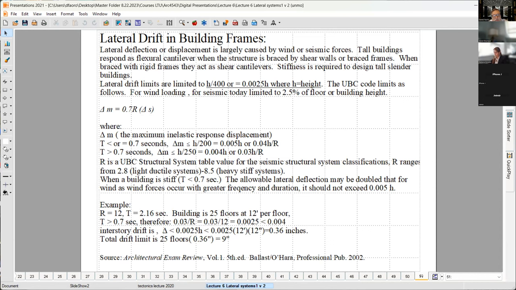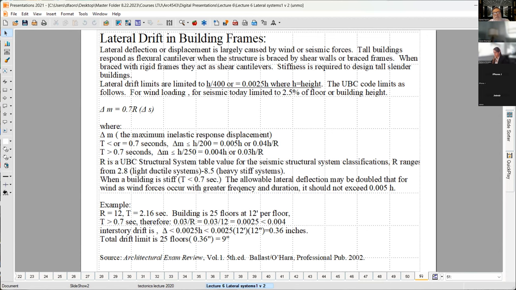The interstory drift, that means one floor, 12 feet, is 0.0025H, or 0.0025 times 12 feet times 12 inches. Drift is measured in inches. So whatever dimensions you have in feet, you will have to do a unit conversion to inches, and we have 0.36 inches. The reason it's measured in inches is the value is usually pretty small. You'll get used to seeing decimal place values, in other words.